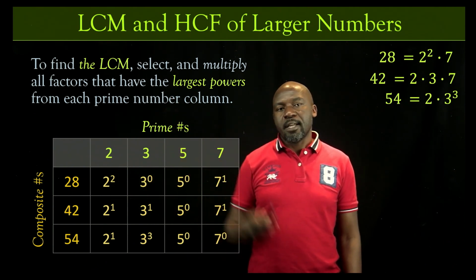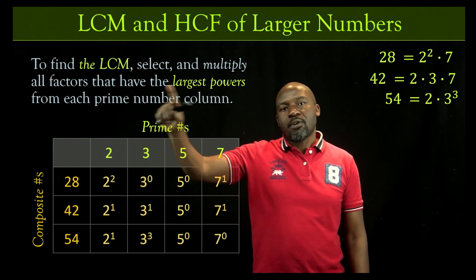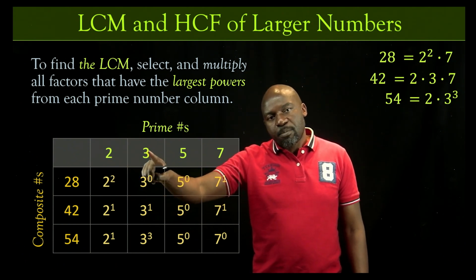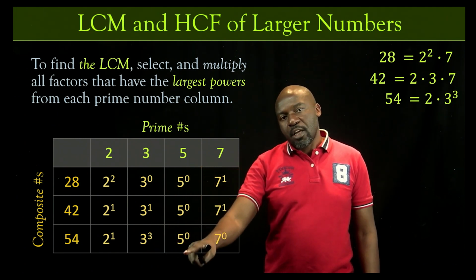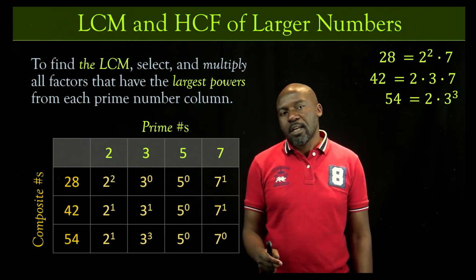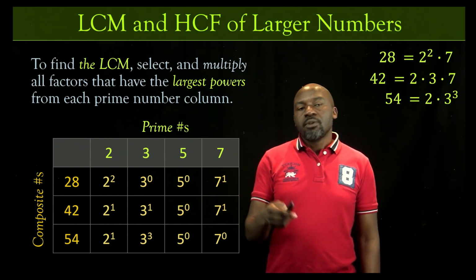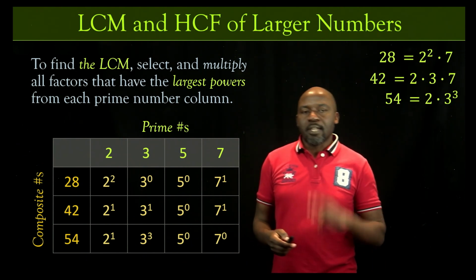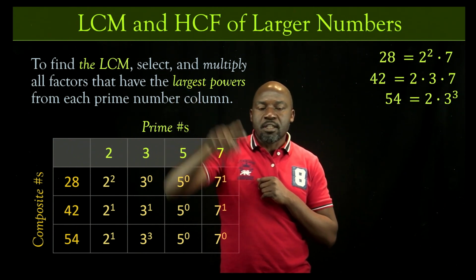So to make the LCM, we select and multiply all factors that have the largest powers from each prime number column. So the largest power here is 2, the largest power here is 3, right? The lower one there. Here we can pick any of them. After all, it's just 1. 5 power 0 is 1, so all these are just 1s. And here the highest is 7 power 1, so we can pick any of them. So to find the LCM, we go for the largest powers. It's like doing the opposite. Least common, go for the largest or the biggest power.